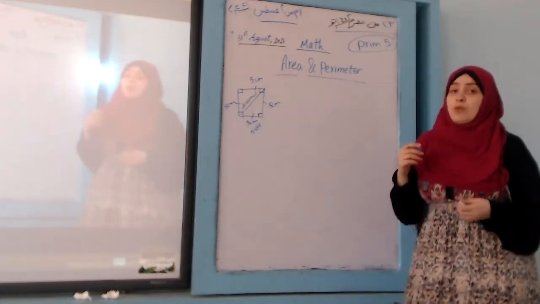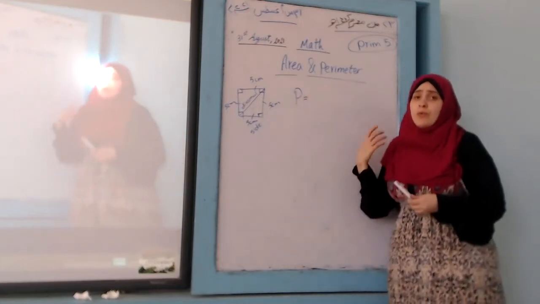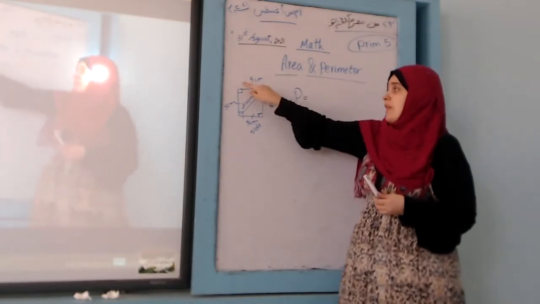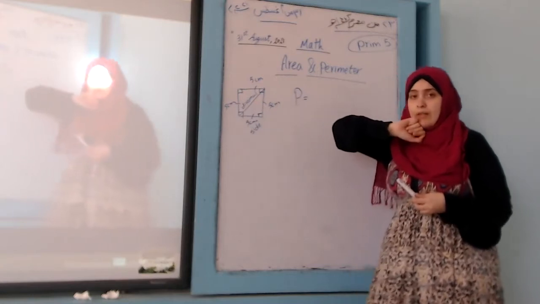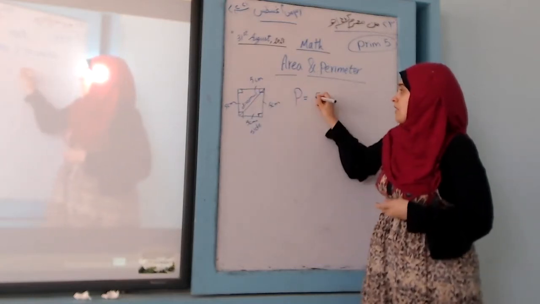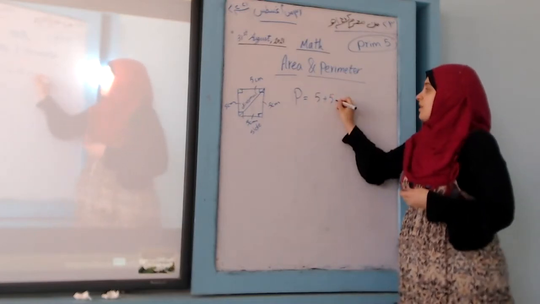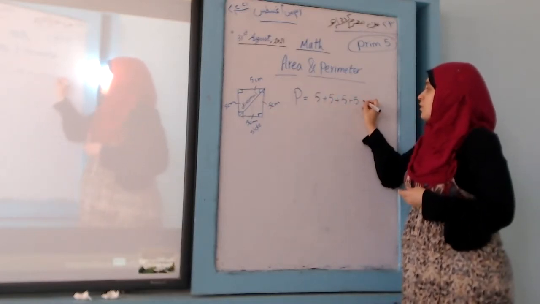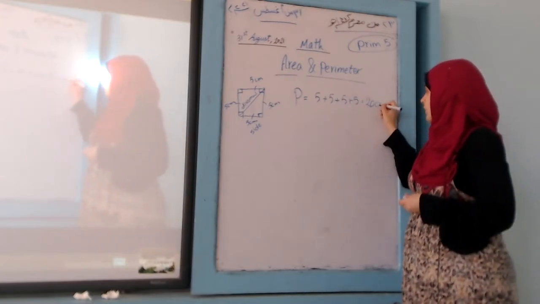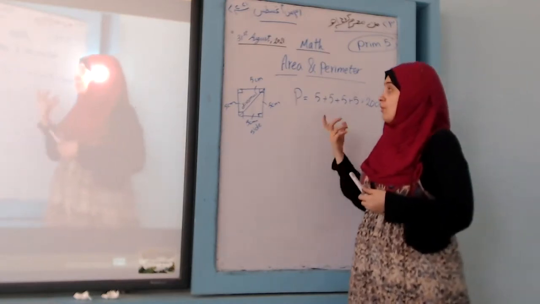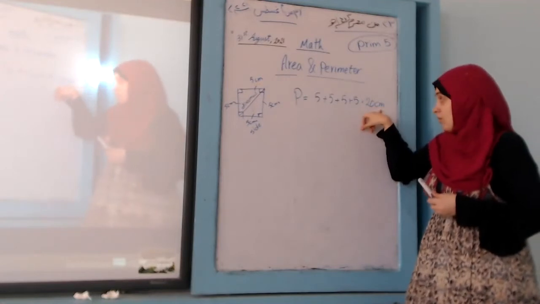If I want to know the perimeter of the square, we know before that the perimeter is the outline. I can sum all the sides. The side is 5 and the other is 5, then I will add 5 plus 5 plus 5 plus 5. So I have 4 sides. The answer here will be 20 centimeters. And remember that the perimeter is made of sides, so the unit is the unit of length.